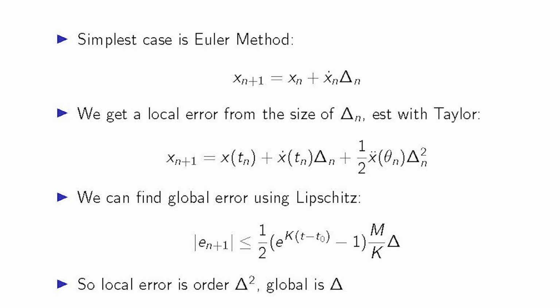And the more difficult case is actually finding the global error. So for this case, what we do is we just impose a Lipschitz condition, and we find that the local error is order delta squared, and the global is simply delta.